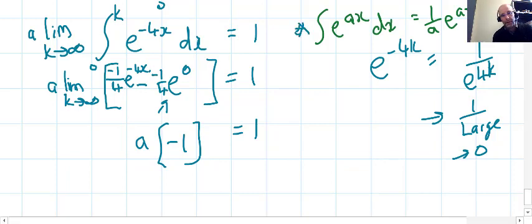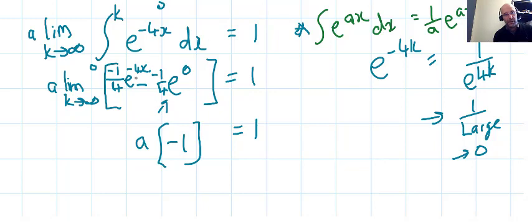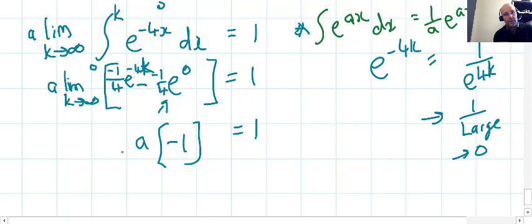Using that rule there, the integral of e to the ax dx is 1 on a times e to the ax, where a is a constant. I forgot to factor that constant in, so I've just made an adjustment there. So it's negative 1/4 e to the negative 4x minus negative 1/4 e to the 0. Sorry, I've got to put my k here. That'll be a k.